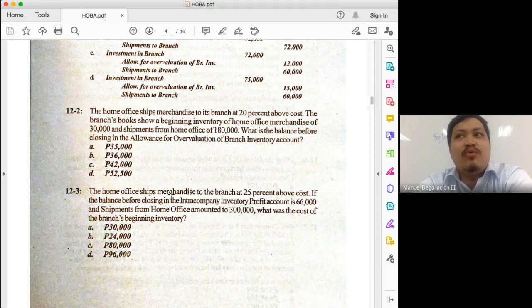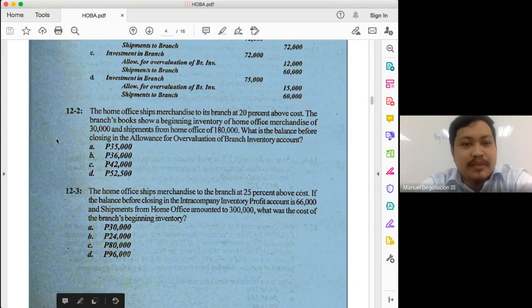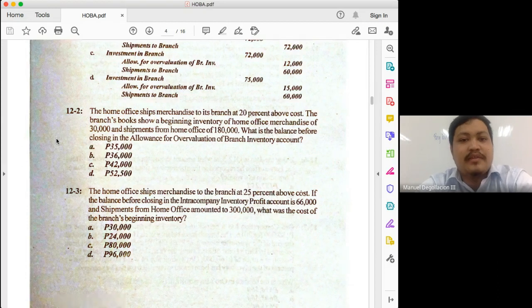So can we now get the markup on the tigas, class? Yes. What's the composition of the markup on the tigas? Just the markup on the beginning and the markup on the shipment. Pilay markup sa beginning, class? 5,000. Pilay markup sa shipments, class? 30,000. So the markup on your goods available for sale for goods coming from the home office would be 35,000.